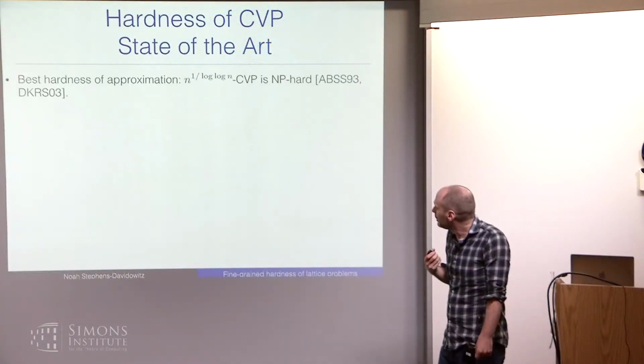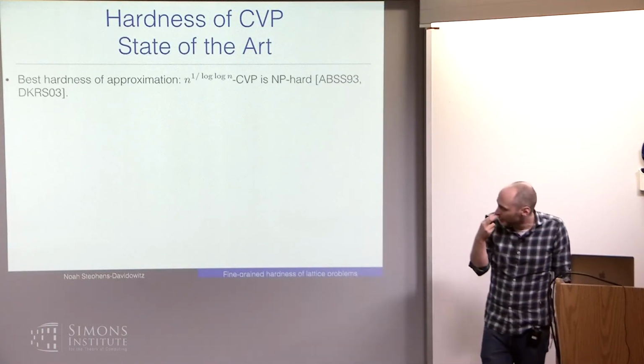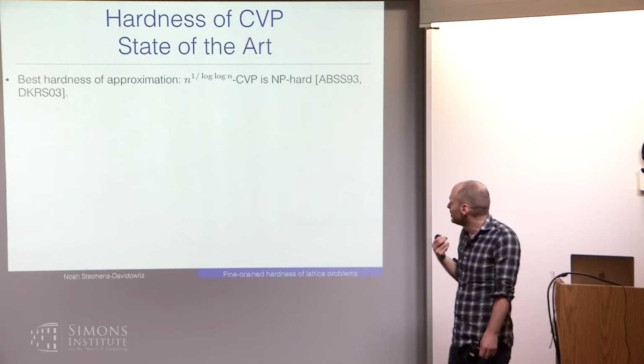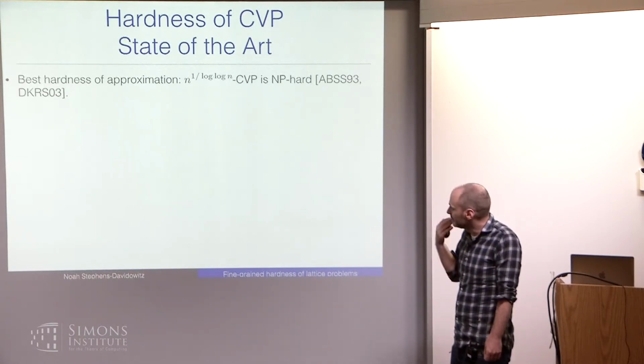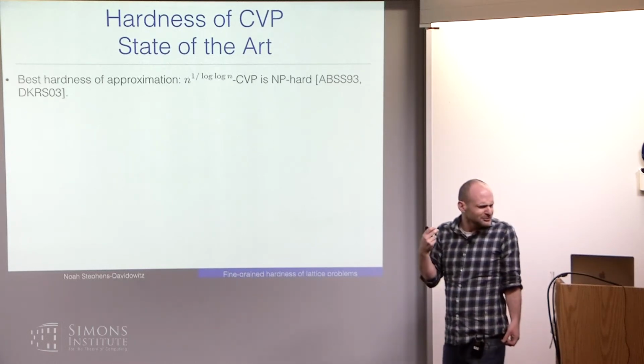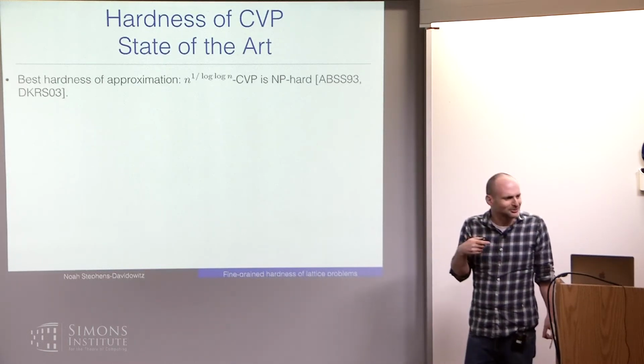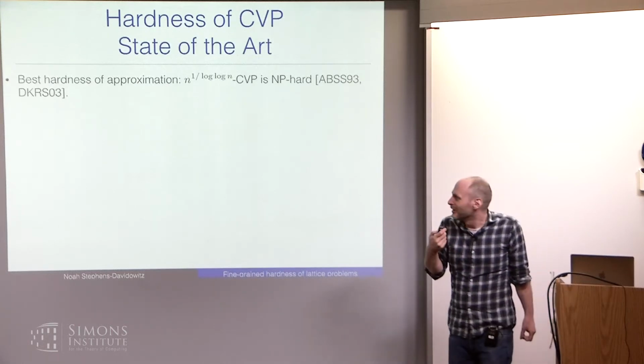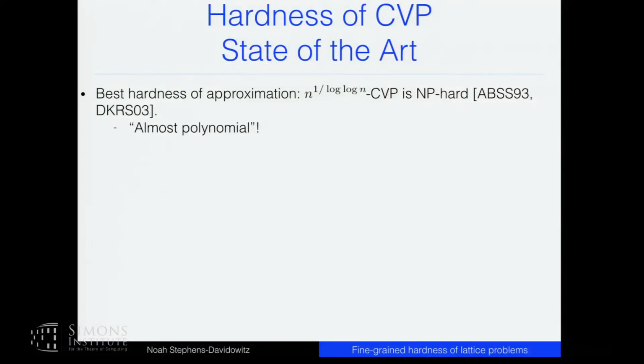So the state of the art is quite a bit stronger than this. Particularly the best hardness of approximation that we know, which is by Daniele and others. What? Isn't it by Daniele and others? No. Oh, I thought you were on that paper. Right. Okay, not by Daniele. It gets an n to the 1 over log n approximation factor. So this is known to be NP hard.